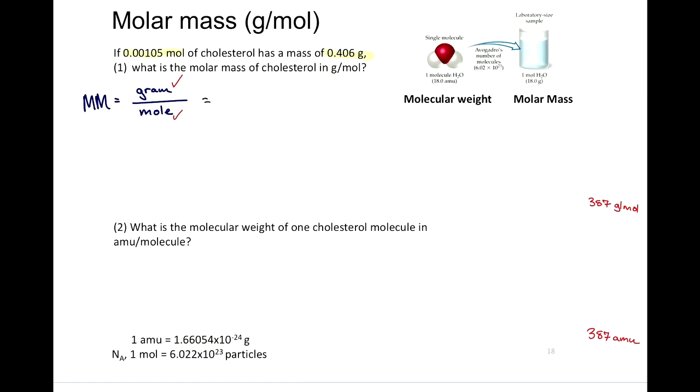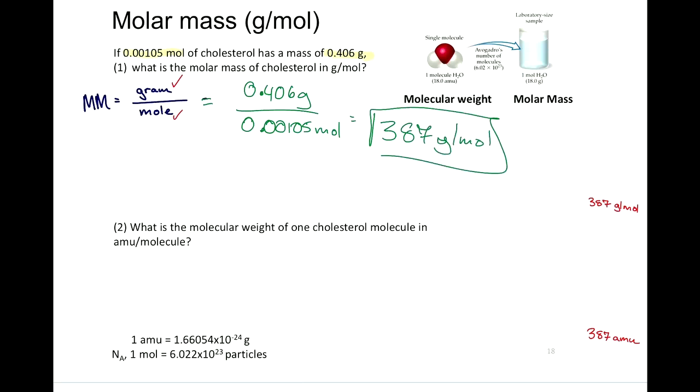So the molar mass of this cholesterol sample is something like 0.406 grams, that was given, over 0.00105 moles of sample. And we see this answer should have 3 sig figs because it's all division, something like 387 grams per mole. So if I had a mole's worth of cholesterol, it would weigh 387 grams. That's what that means.